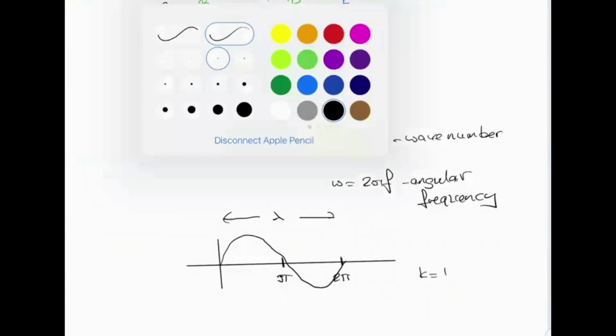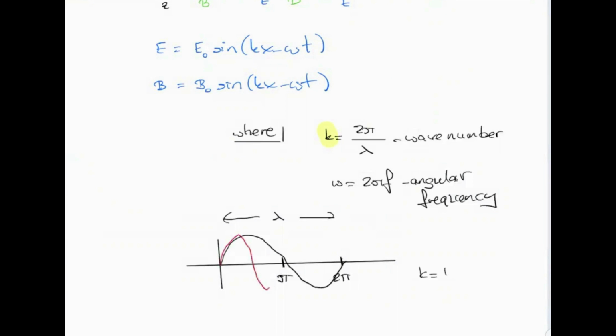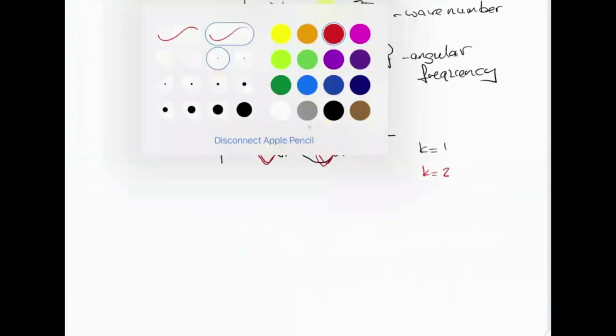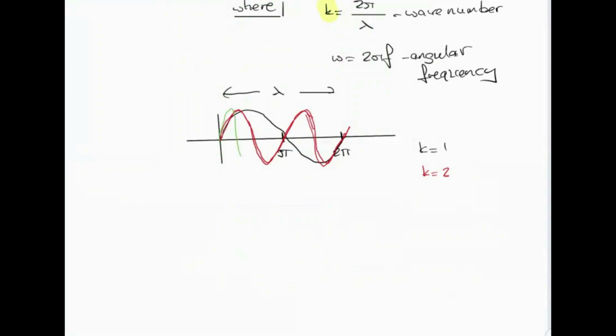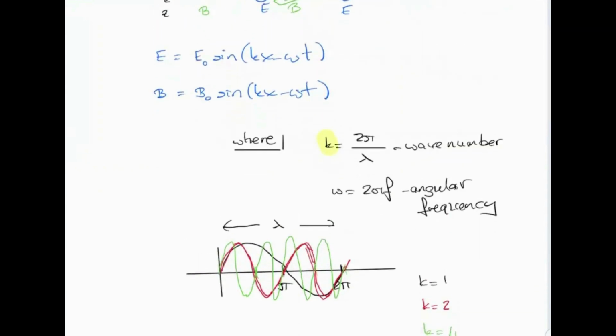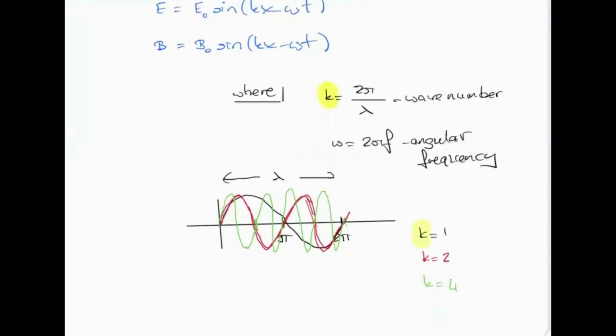Okay, so number of wavelengths. In this case, we end up fitting in one single wavelength, so K is going to be 1. Or you can fit in 2 full wavelengths. If that's the case, K is going to be 2. Or maybe you can squeeze in 4 full wavelengths. In this case, K is going to be 4. So wave number represents the number of full wavelengths that you can fit into 2 pi radians.